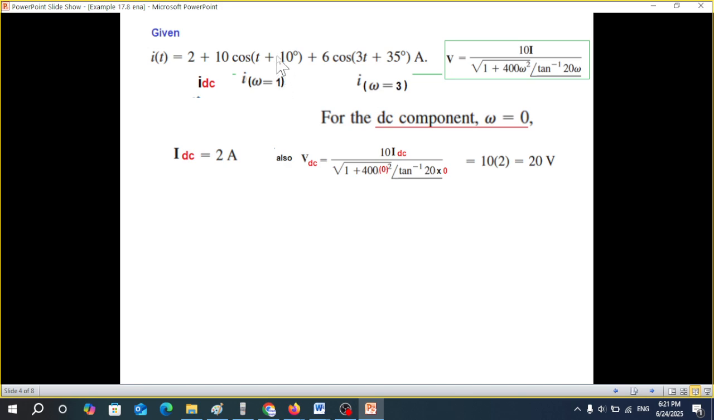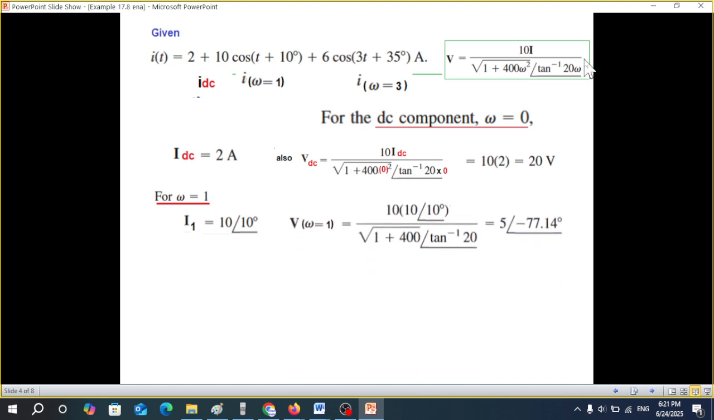And now for AC, as I mentioned earlier, here omega is 1 and here omega is 3. So for omega 1, our AC part will be, we'll call it IA, so magnitude 10, angle 10, this is IA. And VA, again in this formula, we put omega equal to 1. So this is the value, and solving this, we get magnitude 5, angle minus 77.14.